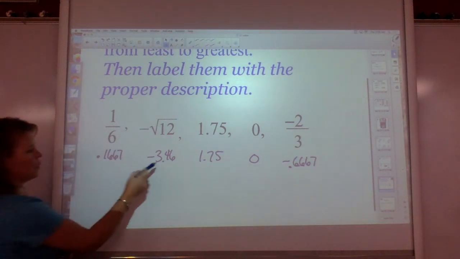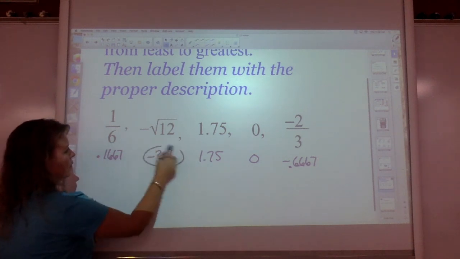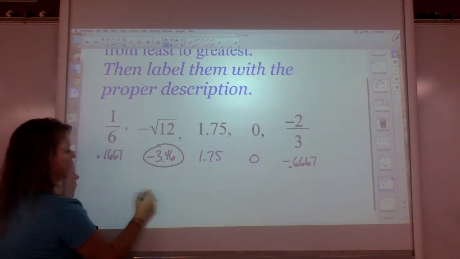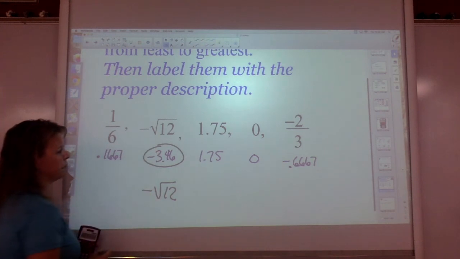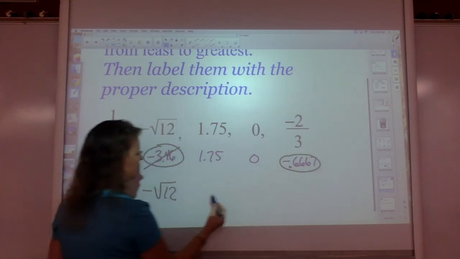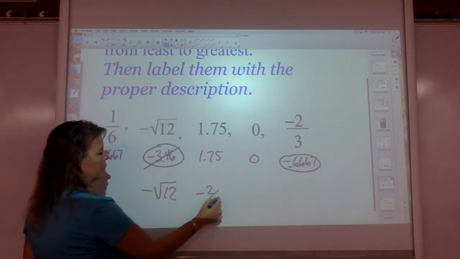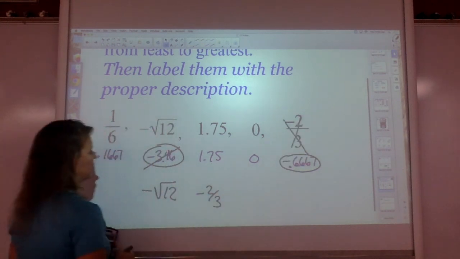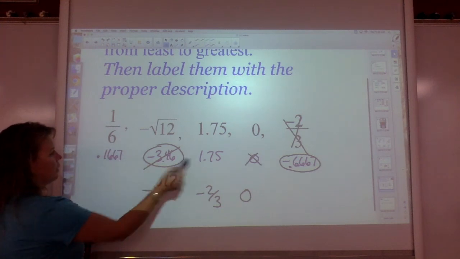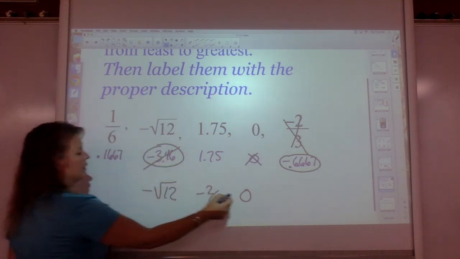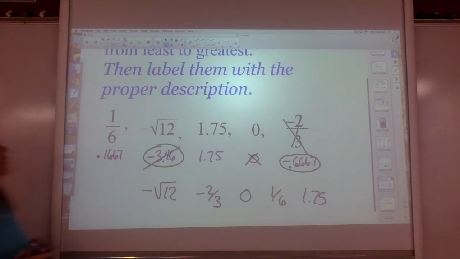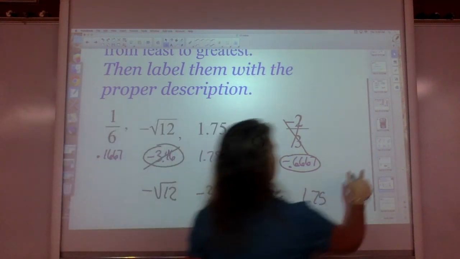So the very smallest one is negative 3.46. It's the furthest left on here. But I don't get to write negative 3.46 down. You have to write square root of 12. Go back to the original problem. So that one's done. And then, of course, the next negative is negative 0.6667. Don't write that. Write negative 2/3. 0 will come between positive and negative numbers. Which one is smaller, 1/6 or 1.75? Definitely the 1/6, and then the 1.75. Least to greatest, then label them with the proper description.